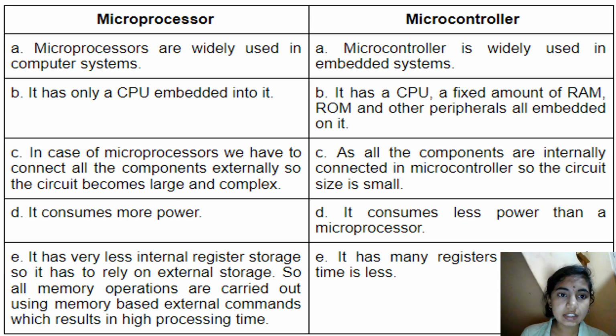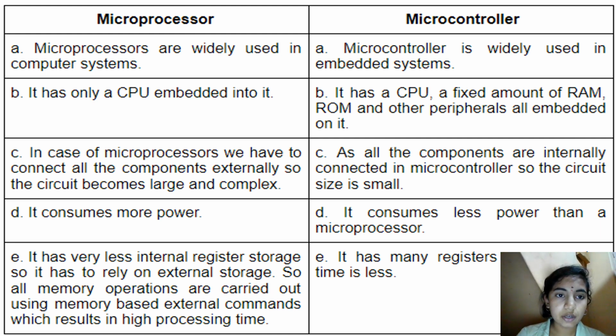So next let us see what are the differences between microprocessor and microcontroller. So if we come to the microprocessor, microprocessors are widely used in computer systems, but the microcontroller is widely used in embedded systems. The microprocessor has only a CPU embedded into it, but the microcontroller has a CPU, a fixed amount of RAM, ROM, and other peripherals all embedded on it.